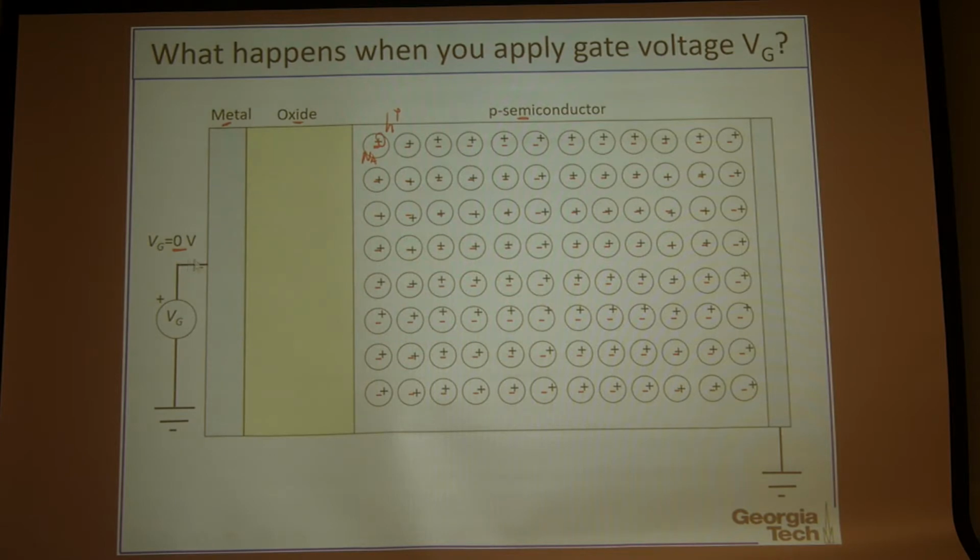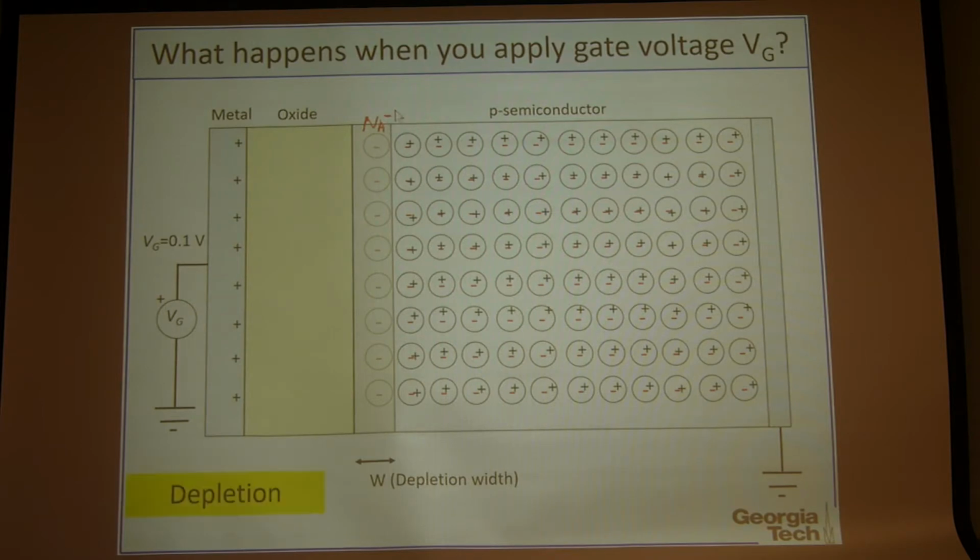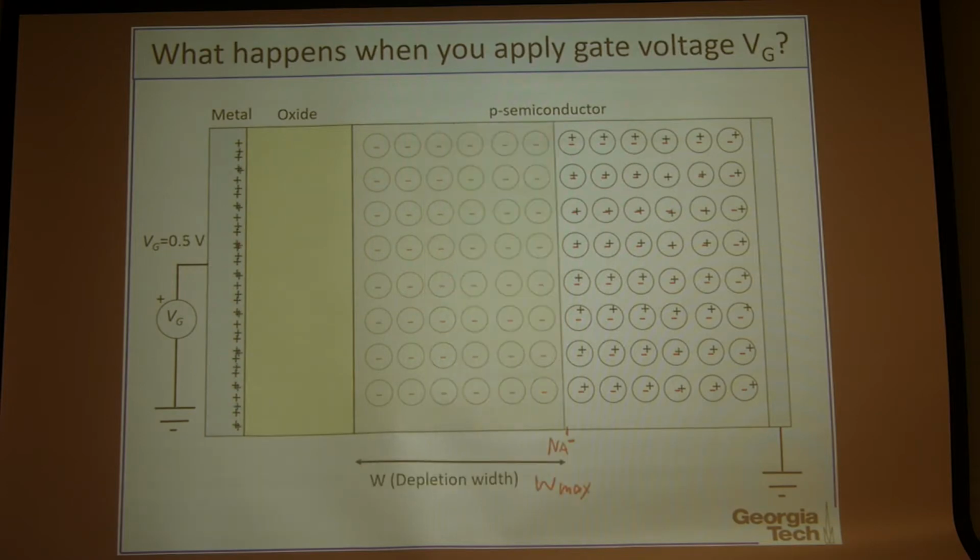So when you apply positive voltage to the gate here, then the holes will be pushed away because the holes are positively charged. So then what is left here is this depletion region with the acceptors, and the acceptors are negatively charged, so you have this Na minus. With higher and higher voltage, you are going to increase the depletion width, to a certain point where you reach the threshold.